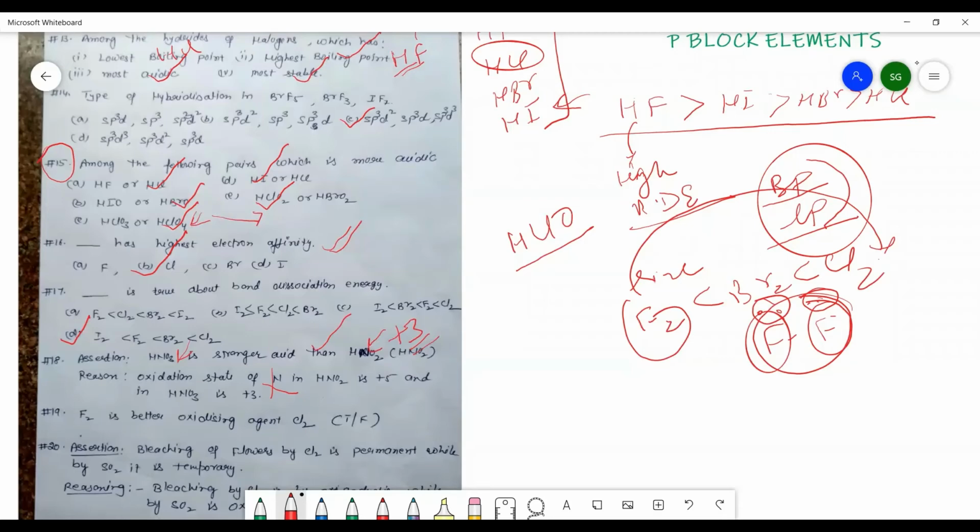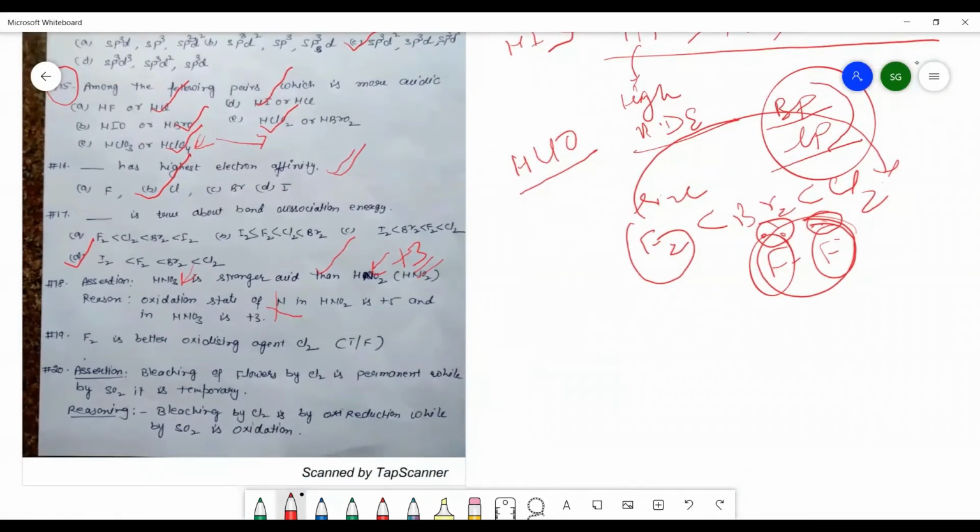So question number 19. F2 is a better oxidizing agent than Cl2. We just did this: F2 is a better oxidizing agent than Cl2 because of its small size, less bond dissociation energy and high hydration enthalpy. So we can say the statement is true.